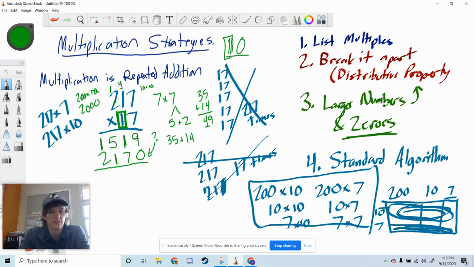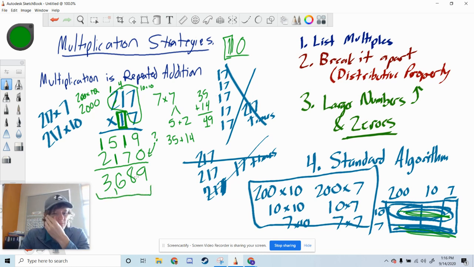Okay. So then we go ahead and add what we got for 217 times 7, which, by the way, goes right here. And then our 217 times 10 was going to go right here. We're going to add those two things together. That's 9, 8, 6, 3. 9 plus 0 is 9. 1 plus 7 is 8. 5 plus 1 is 6. And 1 plus 2 is 3. It's 3,689.